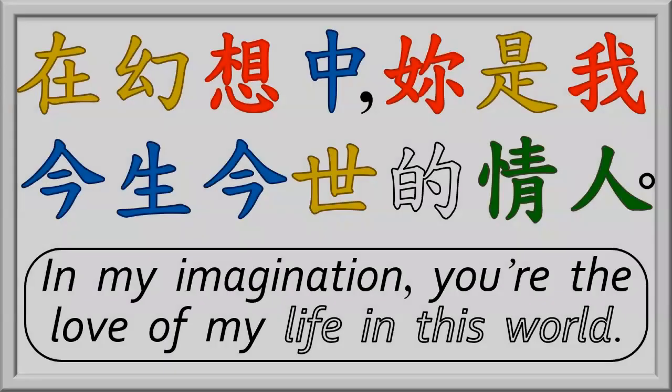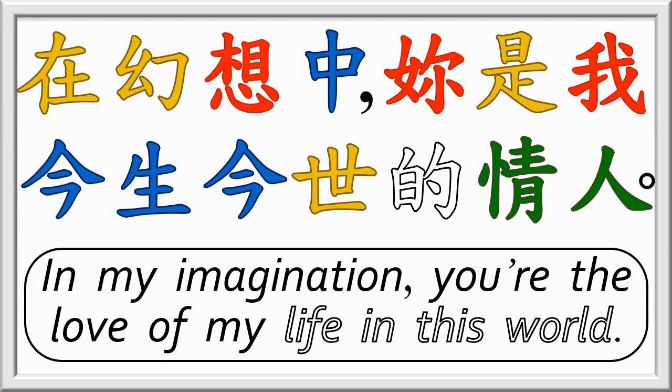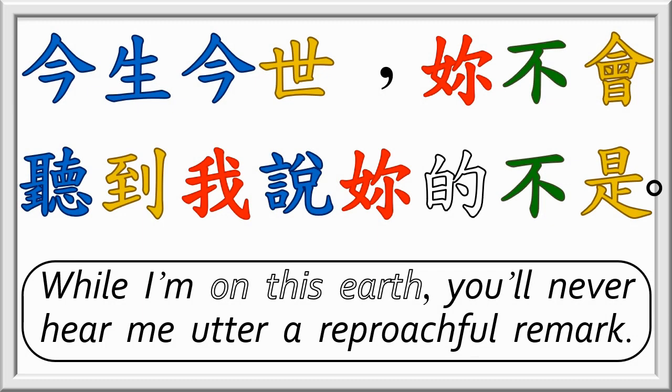今生今世 literally, this life and this age. Translates simply as this life in English. 在幻想中，你是我今生今世的情人。In my imagination, you're the love of my life in this world. 今生今世，你不会听到我说你的不是。While I'm on this earth, you'll never hear me utter a reproachful remark in your regard.